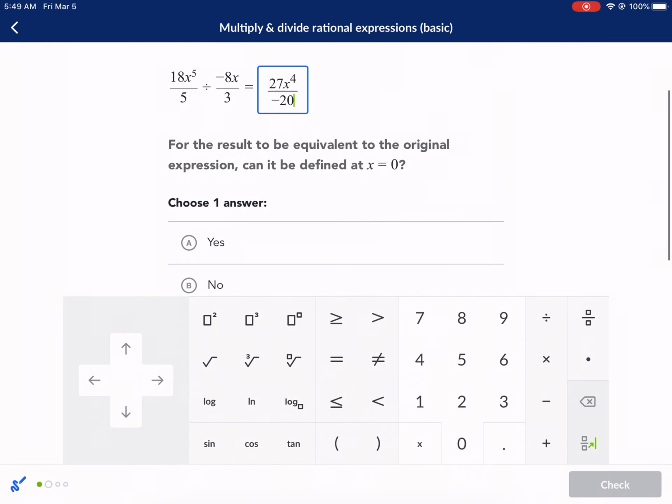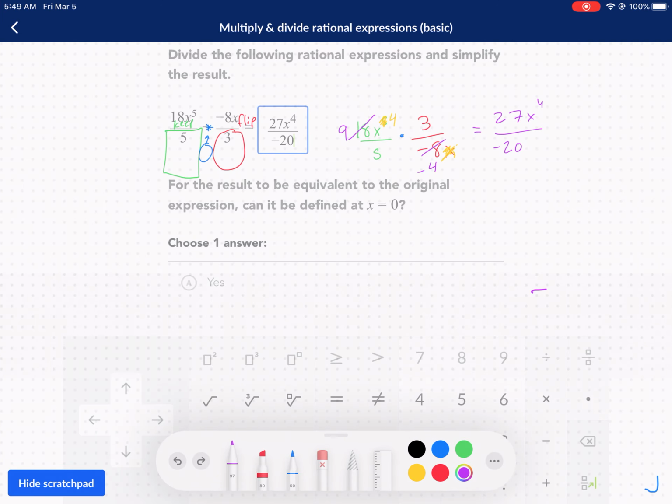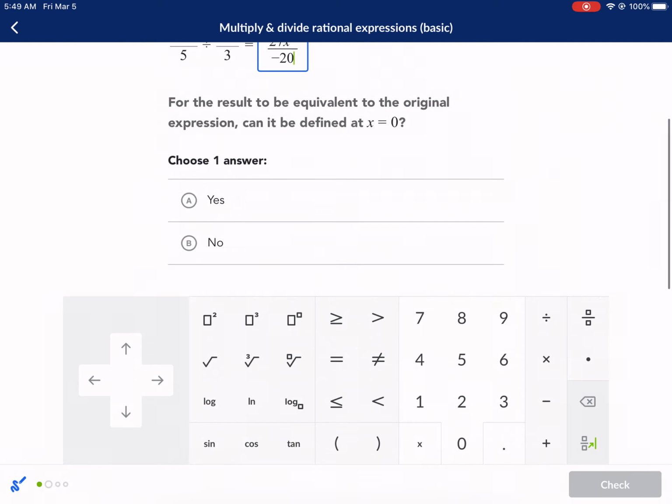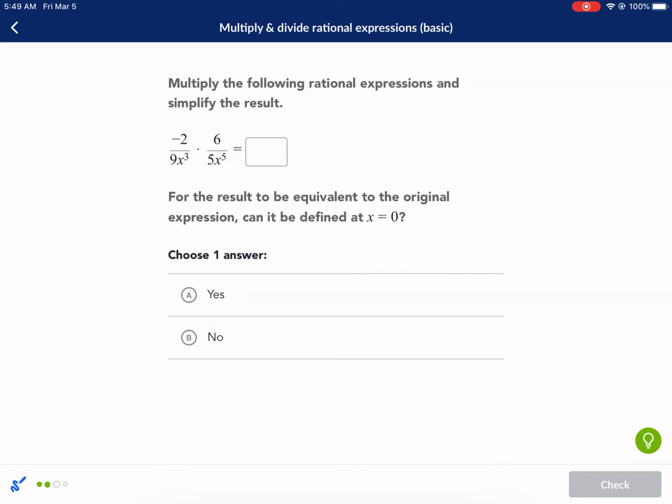For the result, can the equivalent to the original expression be defined as x equals 0? Can it be x equals 0? So here we have to look at, do we have an x in the denominator after we multiply? And we do. Take a look. Before we canceled, we had this x here in the denominator, right here. So we can't put an x in the denominator if it's 0. Can't put 0 in the denominator. Even, and it's always before reducing, before simplifying. So no, we can't put x in there because that'll make it go undefined. Check it. All right, next question.